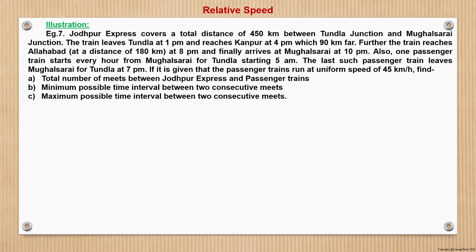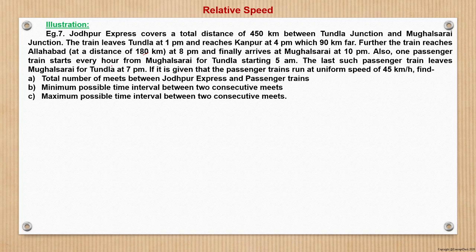Jodhpur Express covers a total distance of 450 kilometers between Tundla Junction and Mughal Sarai Junction. The train leaves Tundla at 1 p.m. and reaches Kanpur at 4 p.m., which is 90 kilometers far. Further, the train reaches Allahabad at a distance of 180 kilometers at 8 p.m. This 180 kilometers is from Kanpur, and finally arrives at Mughal Sarai at 10 p.m.